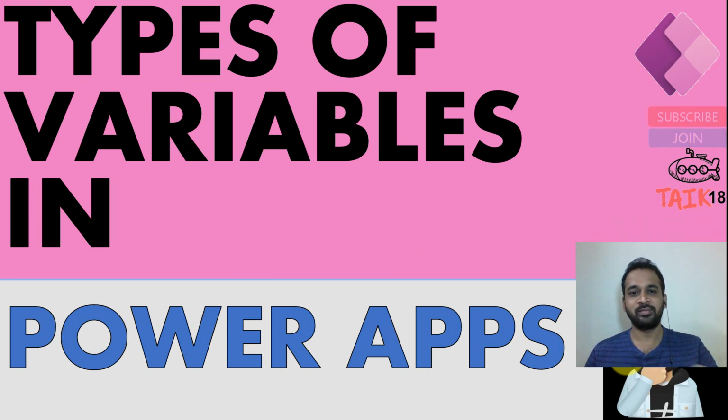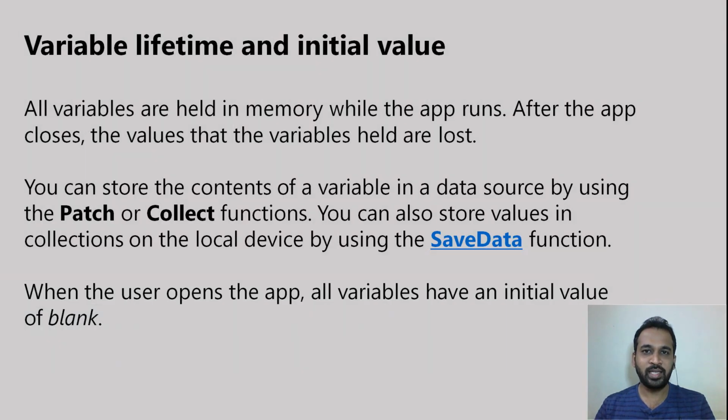Now let's get started. Before going into practical, let's have a look at some theory. So variables, most of the people are aware of this. Variable lifetime and initial value in Power Apps: all variables are held in memory while the app runs. After the app closes, the values that the variables held are lost.